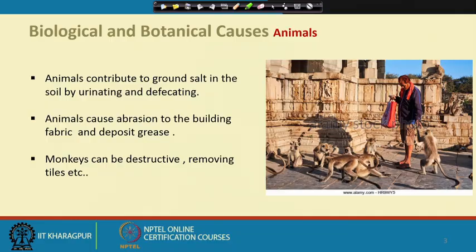Another sight which we confront very often is the monkeys, and they cause a lot of problems to tourists and others. They are also sometimes given food, and because of that they come and settle near the historic sites, and they can be very destructive, removing different things from tourists and people. They are also destructive because they take tiles and other things which can be removed.